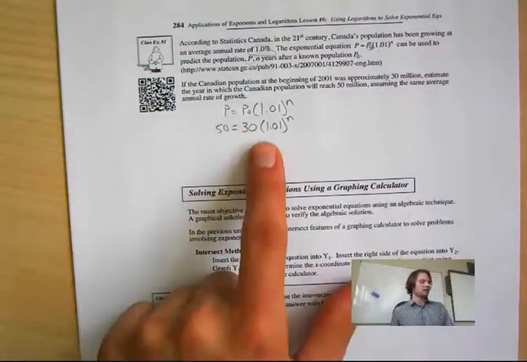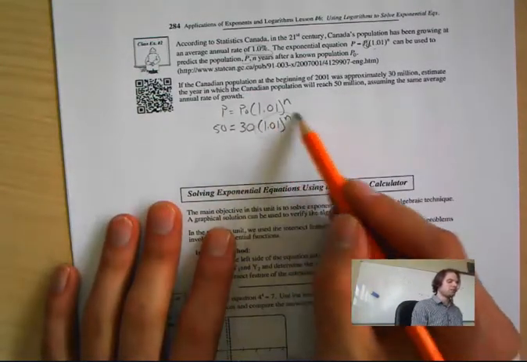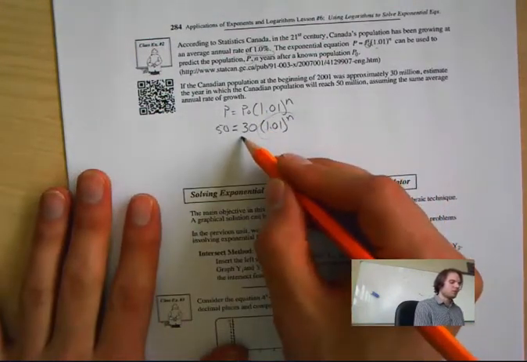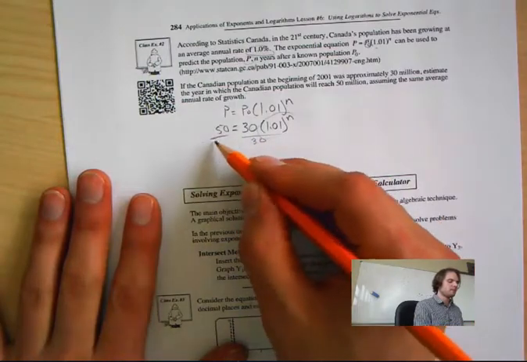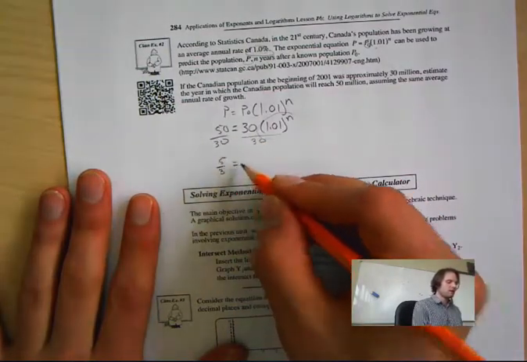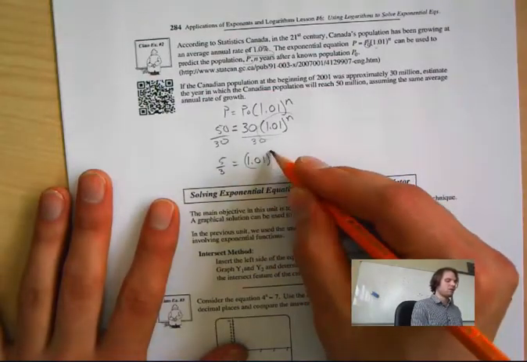Well, I look at this, and what's the first thing I must do? First thing, isolate my exponent, right? Isolate for the variable n, the best we can. So I divide both sides by 30, and I'm going to get 5 over 3 is equal to 1.01 to the power of n.